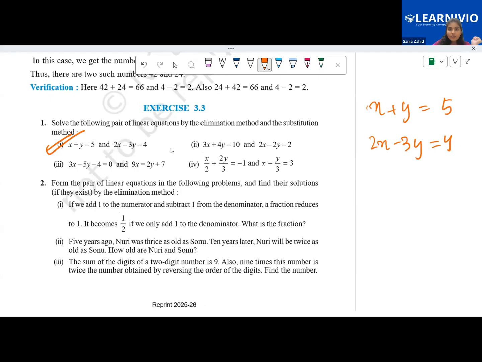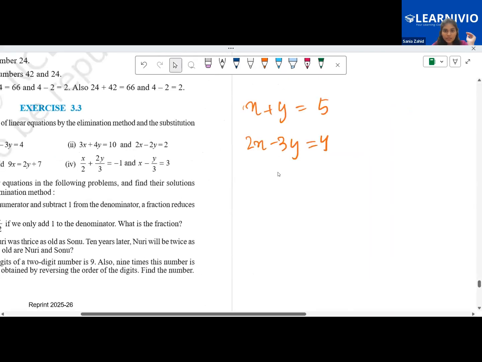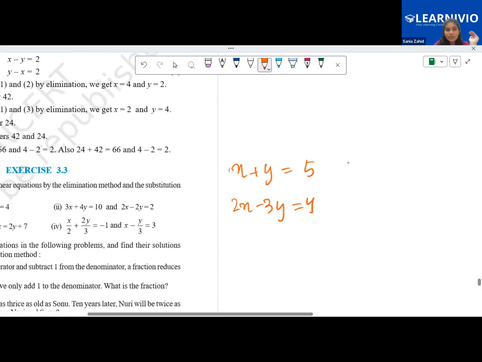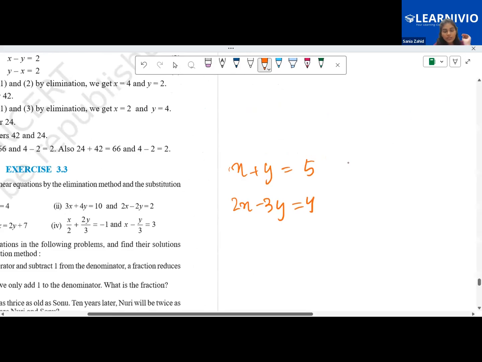So see, Umar, we have studied the substitution method till now. What is the substitution method? That I was finding the value of one variable and then substituting that value in the second equation, right? This was my substitution method. Now the elimination method says to eliminate one of the variables. Okay, now how can I eliminate one of the variables?